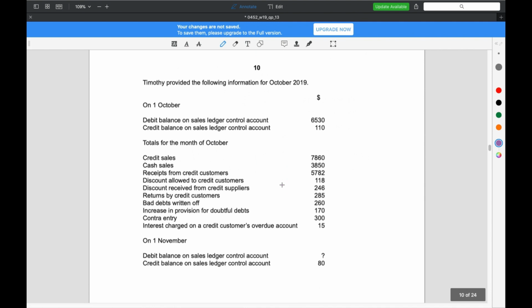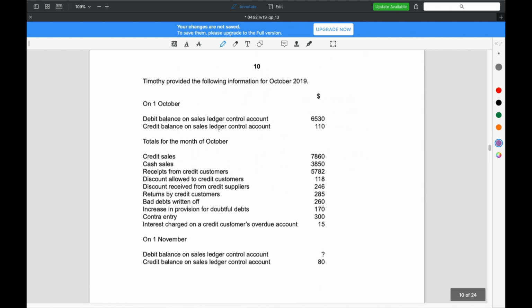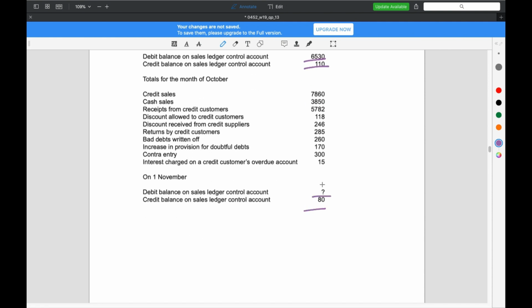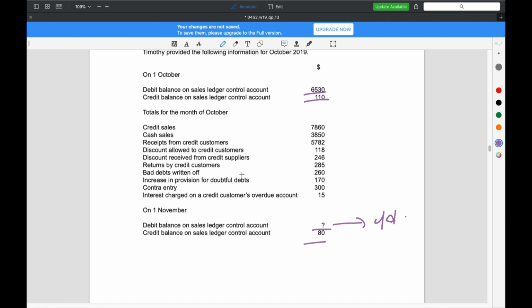Right, so there's a bunch of things here: debit balance, credit balance on sales ledger control account. So this means that you have 2 brought downs, and then again, 2 carry downs. You have to find out this carry down, apparently, and he's given you all the data you need. So let's just work this out. All right. Debit balance is going to be over on the debit side as a brought down. Credit balance is going to be over on the credit side. Totals for the month of October.